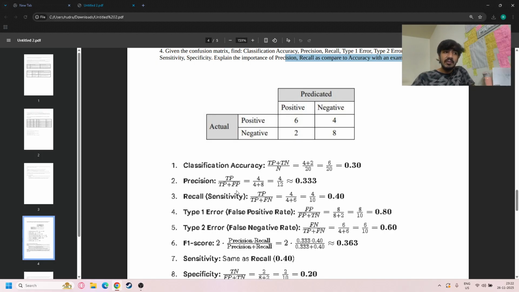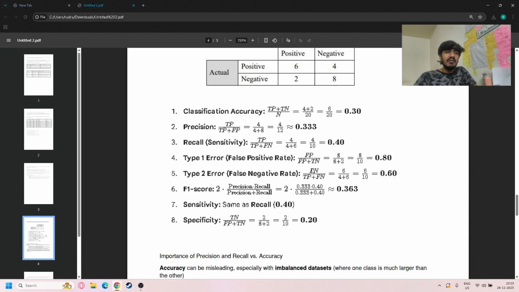Precision, TP upon TP plus FP, so 4 plus 8. So TP is positive, TN negative, just so that you know. So 4 upon 12, 0.333, it goes on a bar. And recall, which is also known as sensitivity, is TP upon TP plus FN, 4 upon 4 plus 10, which is 0.4.